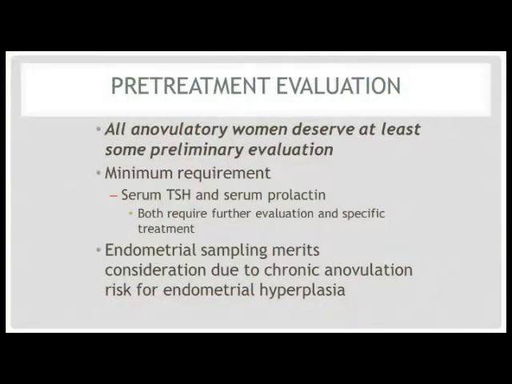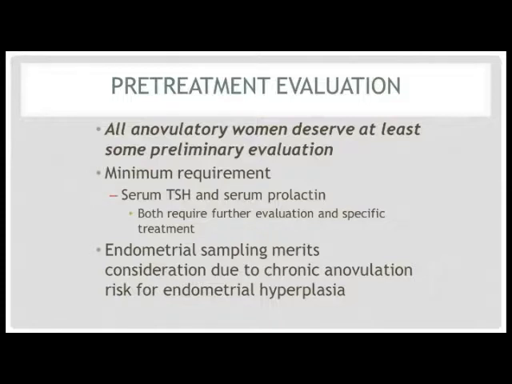So like I said last time, I'm sort of dividing this talk, and it meets at the cross point between infertility and irregular menses, right? All women who come in with irregular menstrual cycles deserve some preliminary evaluation. But if you are going to start treating them like they're infertile, if they're trying to get pregnant, then you need to do the full evaluation. You need to check the sperm, you need to check the tubes, you need to be doing all of that.